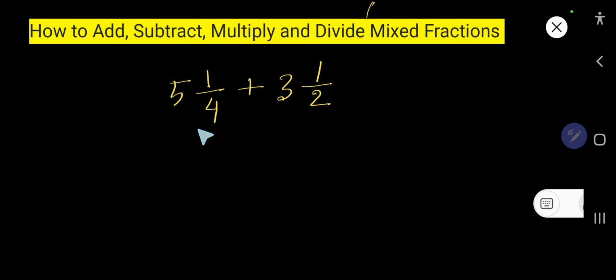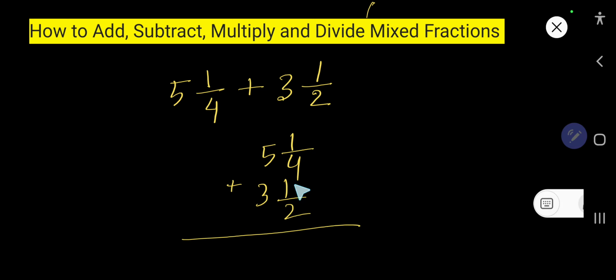In our second method, we'll write this mixed number 5 and 1 over 4 plus 3 and half, and add this. So add fractional part and then add this whole number part. So to add fractional part, we need similar denominator. That is why look, the LCD, least common divisor. To find out least common divisor, we need to find out the multiples of 4.